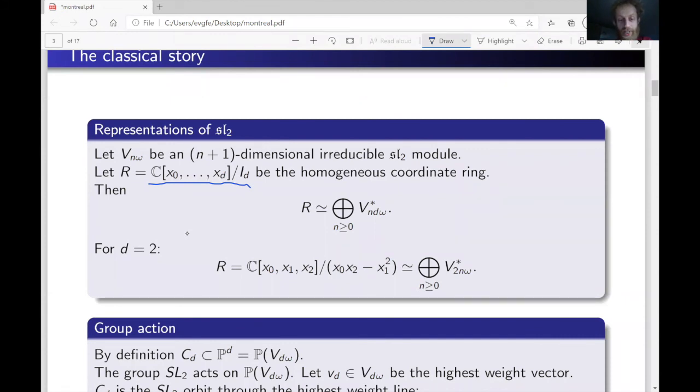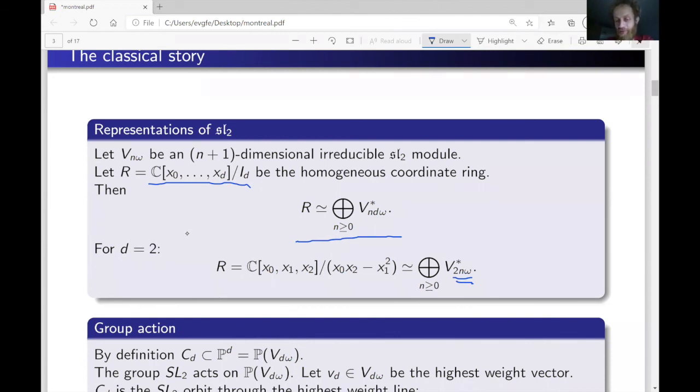So the claim is that this quotient, the homogeneous coordinate ring, is isomorphic to the direct sum of all the SL2 modules such that the highest weight is divisible by d. You remember this d is the degree of the Veronese curve. For example, for d equals 2, what we get is the direct sum of even representations. So this is given here.